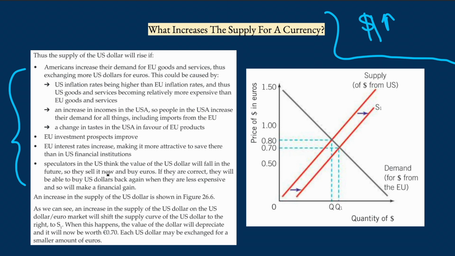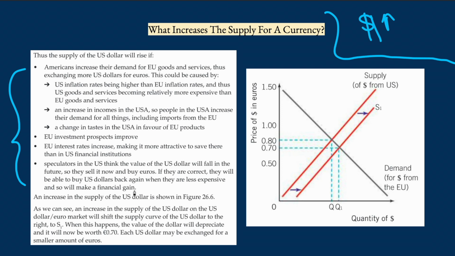And lastly, speculators in the US think that the value of the US dollar will fall in the future, so they now sell it and buy euros. If they are correct, they will be able to buy US dollars back again when they are less expensive and so will make a financial gain. Again, this is referring to the same strategy that people use in the stock market, where if the US is predicting that the value of their currency will depreciate over coming years, they will sell it now for a lot of money and then buy it back later when it's cheaper and overall make the same financial gain.